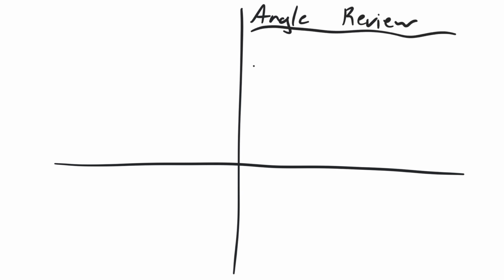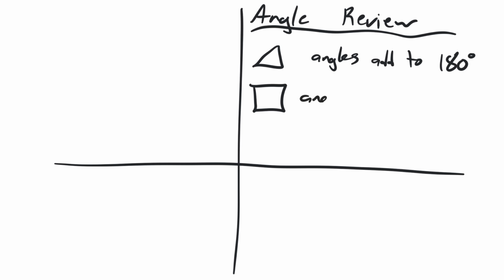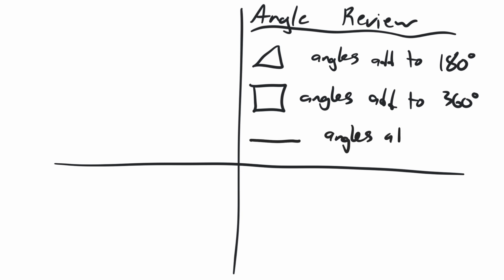And we need to know that in a triangle, the angles add to 180 degrees. If you want, in a square, the angles add to 360 degrees. In a line, the angles add, again, to 180 degrees. Those are some nice math facts to know about.